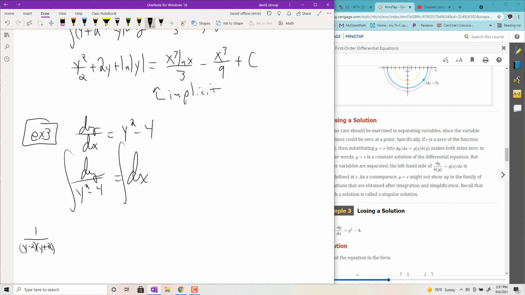And there's also the issue of losing a solution here. So when you've divided by y squared minus 4, you assume that y is not equal to 2 or negative 2. Okay, those are solutions. So note this y squared minus 4, where that equals 0, that gives you solutions, for y is plus or minus 2. So those are two constant solutions. Anyways, let's go back over here and do our partial fraction decomposition.